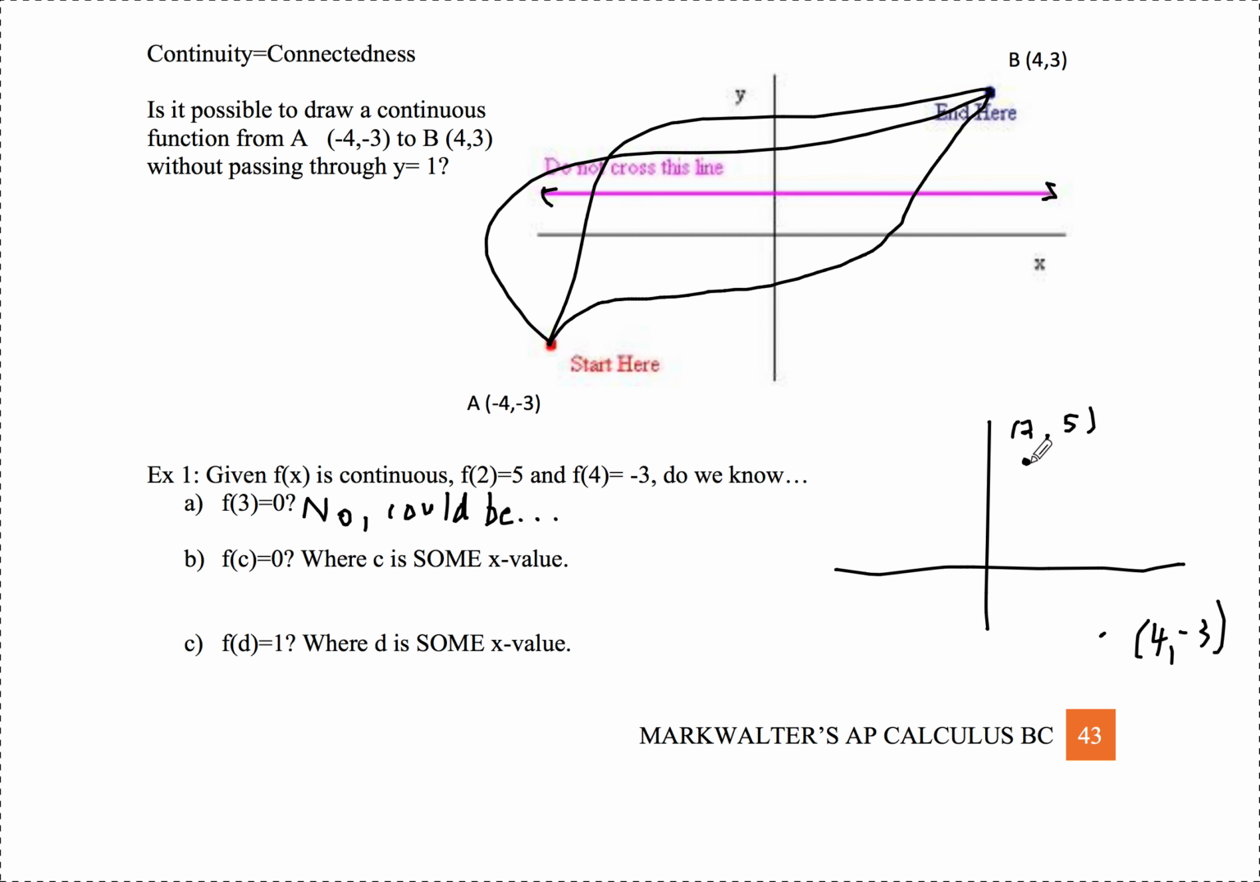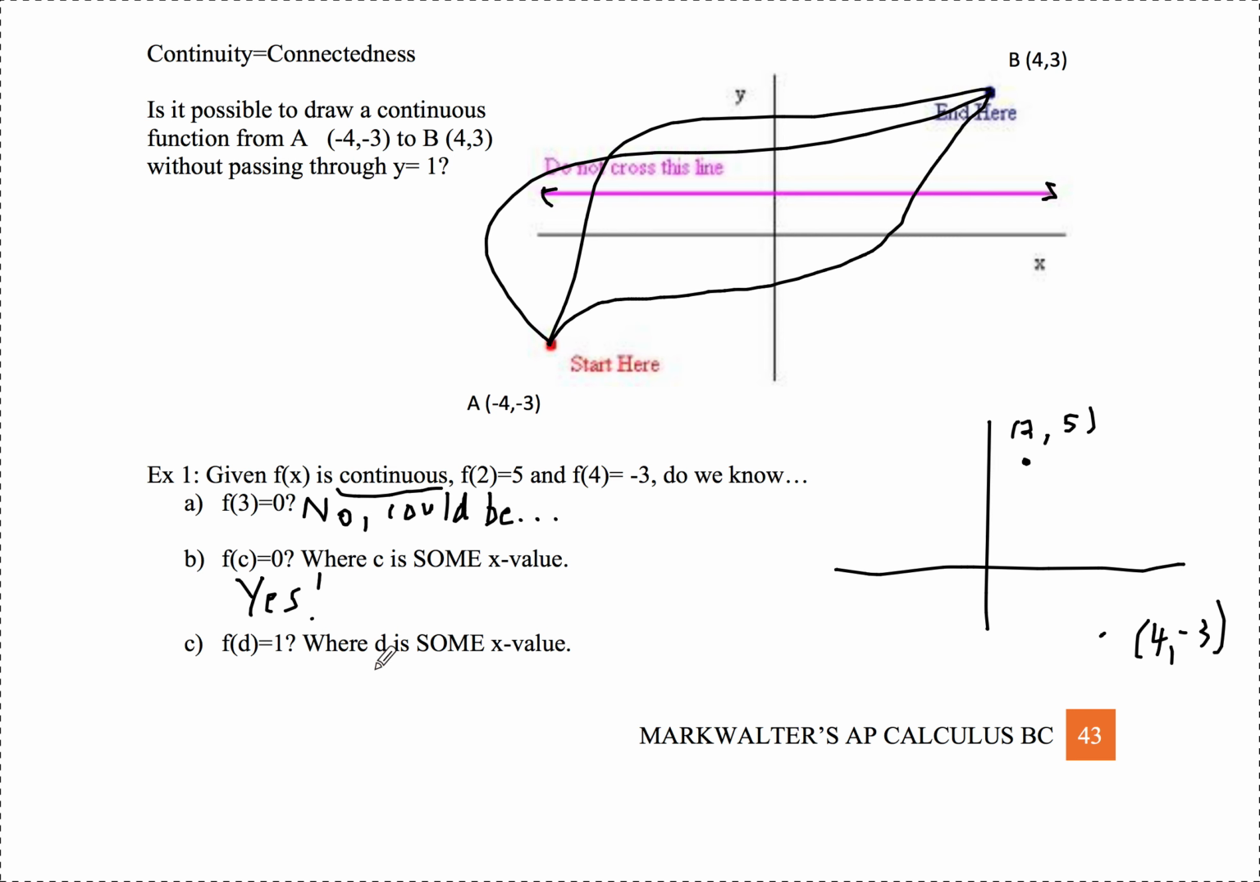Yes. If I'm going to go from a y value of 5 to a y value of -3, I have to have some place where the output value is going to be 0 if the function is continuous. That's key here. So do we know this? Yes, we do. There has to be some place where the y value is 0 if we have a continuous function, going from (2, 5) to (4, -3).